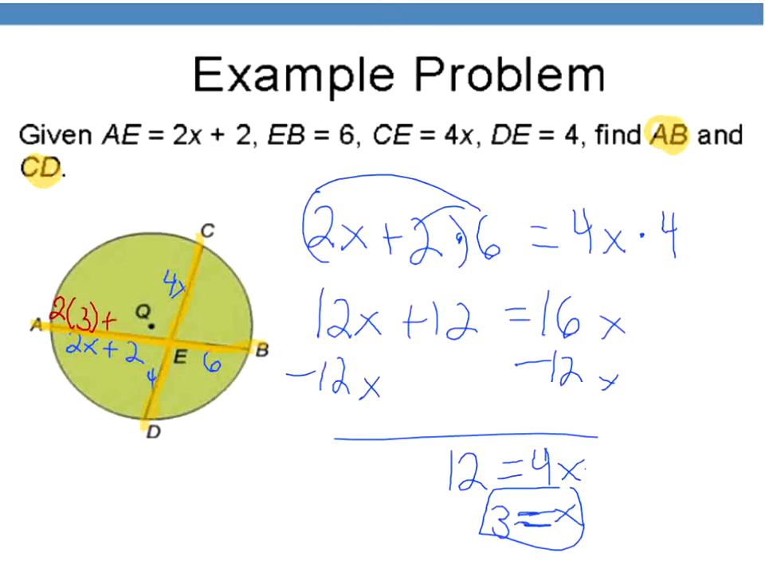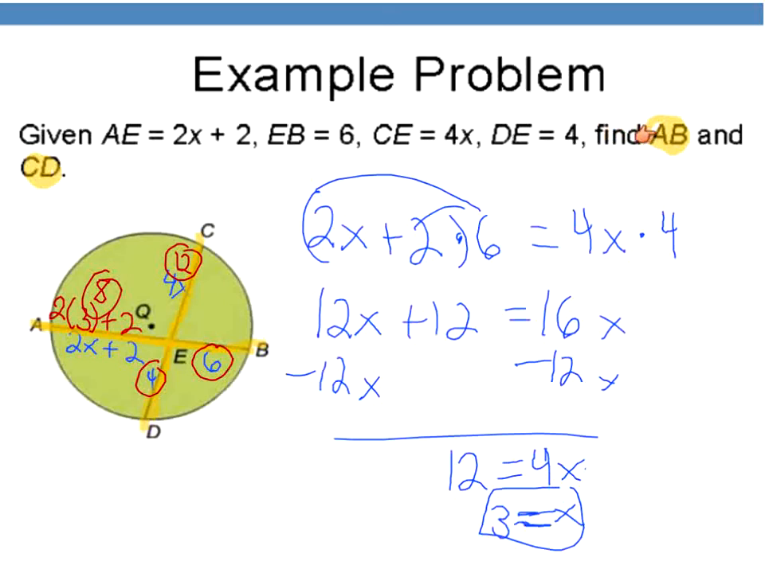So here I would get 2 times 3 plus 2. So 6 plus 2 is going to give me what? 8. And then this section is 6. And then over here, if I plug in 4 times 3, this section would really be 12. And this section is a 4.